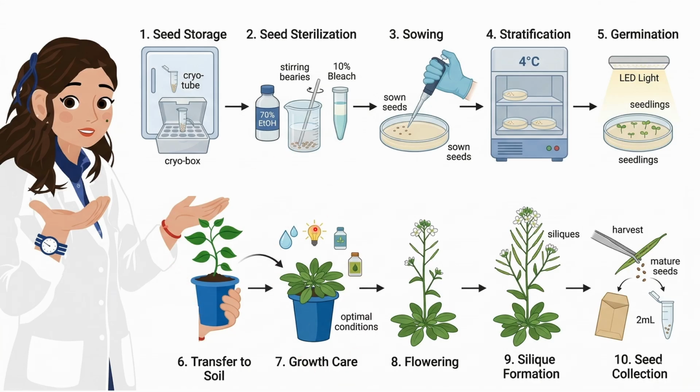We take good care of the growth in the pot, like we should avoid overwatering the plants, and we should avoid root rot. There should be a proper drainage system for the plant. Next, we need to observe the plant still flowering, and then we need to carefully look at the silique formation, and finally we need to see the seed collection.